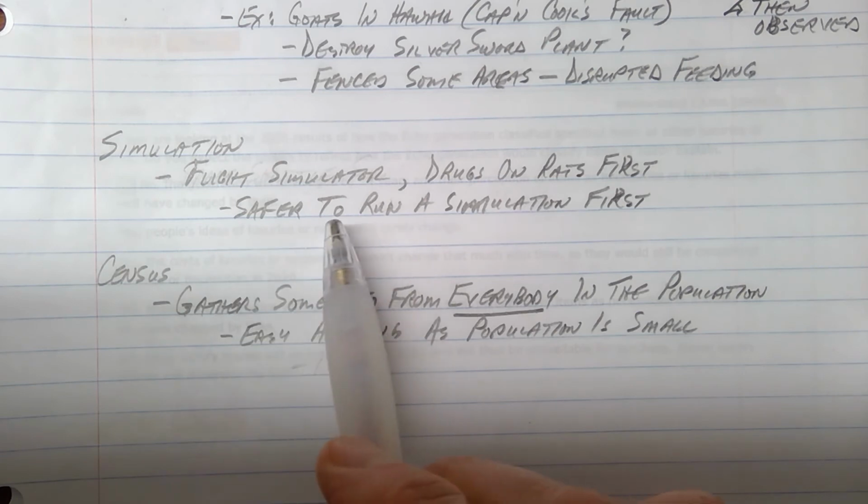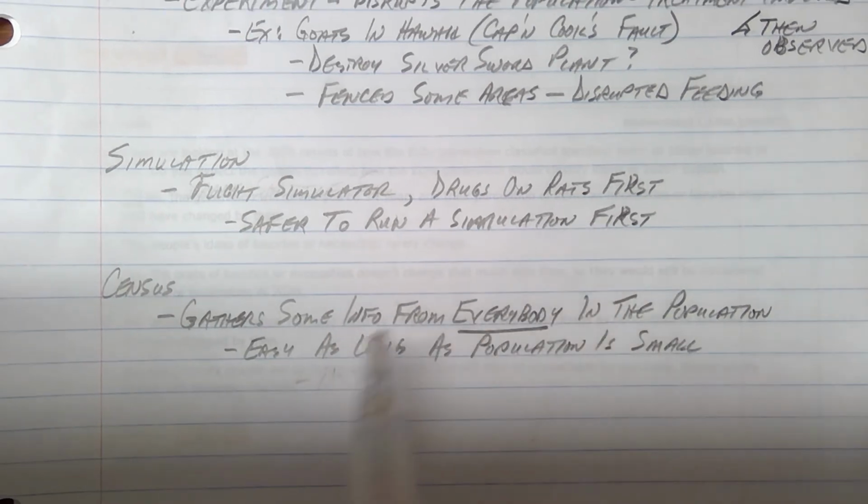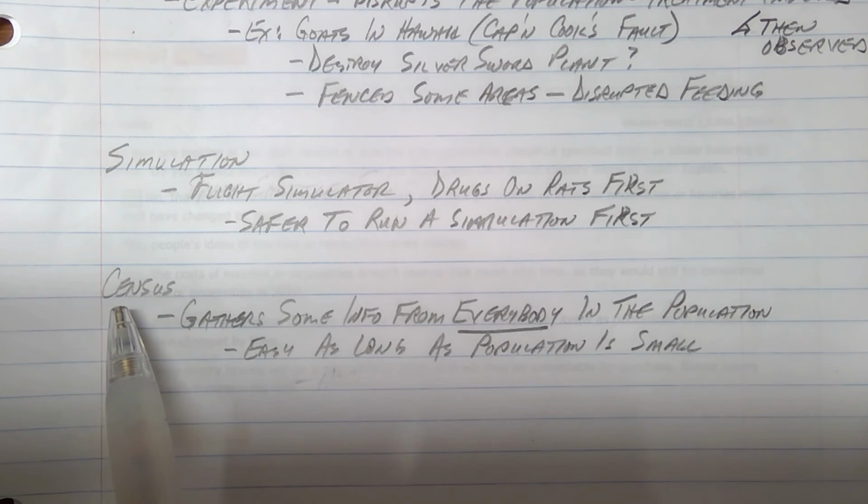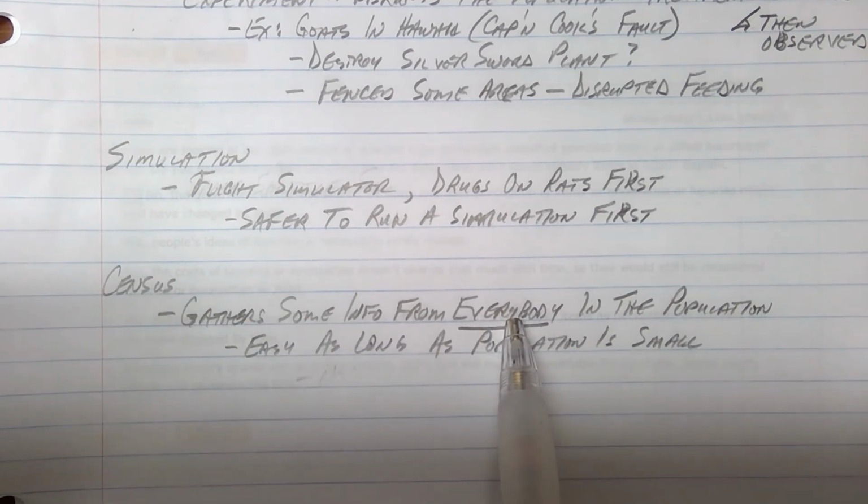It's safer. It's safer to run a simulation first. And finally, a census. Well, the census is pretty straightforward. They're taking the census right now in the year 2020. And they're trying to go around to every house and kind of peek their head in and ask how many people live in this house. And they might get the right answer and they might not. So the census is trying to be accurate. It's trying to gather info from everybody in the population. It's trying to count everybody in the population.